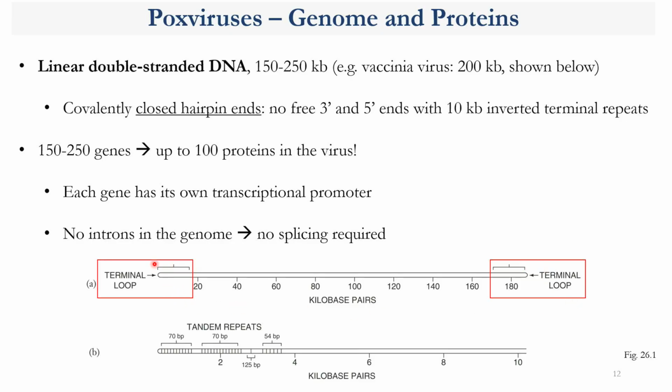As a result, there are no free 3' or 5' ends, and there are 10 kilobase inverted terminal repeats on either end. So as you can see here, this is basically the genome. You have your terminal loops on either end. And if you were to zoom in on this area, what you see is several tandem repeats. What are tandem repeats?